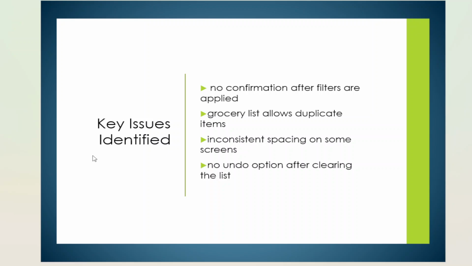So, key issues identified. Some of the main issues included no confirmation after filters are applied. The grocery list allows duplicate items. Well, it can work in some situations, but we don't really want duplicate items if you don't really need it. Inconsistent spacing on some of the screens, and there's no undo option after clearing the list. So you can't undo that, unfortunately.